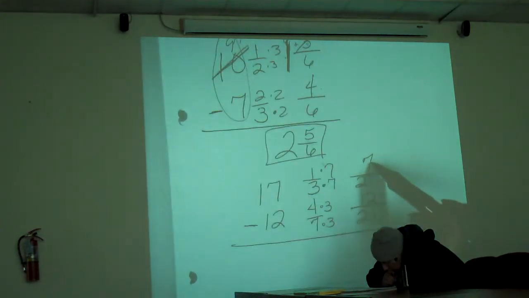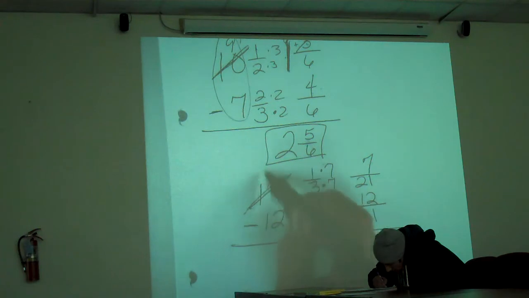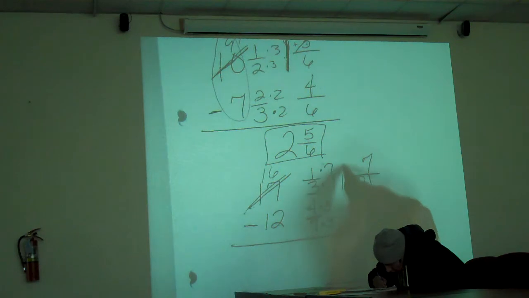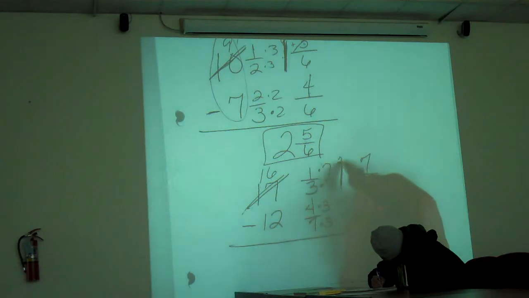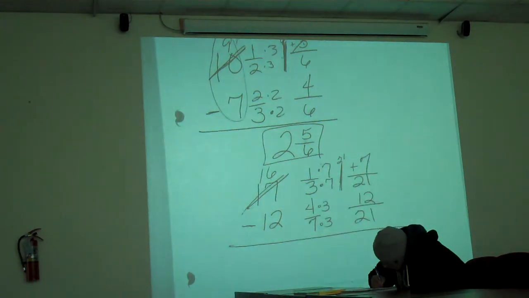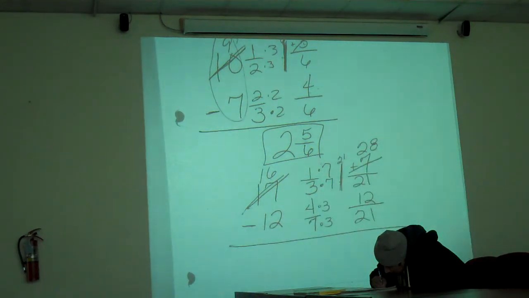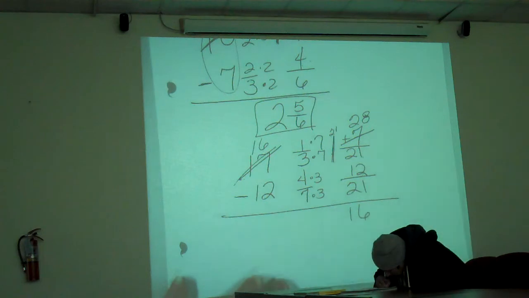It's too small. You can't do 7 minus 12. So we need to borrow from the whole number, make it 1 less. So you have 16, put the 1 in front. 21 times 1 is 21, plus 7 is 28. Mark out the 7 so you don't use the 7. Okay, 28 minus 12, 16. And then 21 is our denominator.